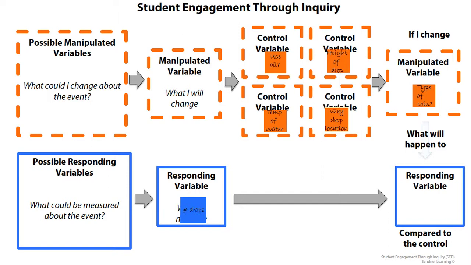Now we just take our post-it notes from the responding variable and the manipulated variable and carry it through to the last box, and we have our testable question. If I change the type of coin, what will happen to the number of drops on the penny? And there we are. We have a testable question that we can do our open inquiry with. Try it out. Let me know how it goes.